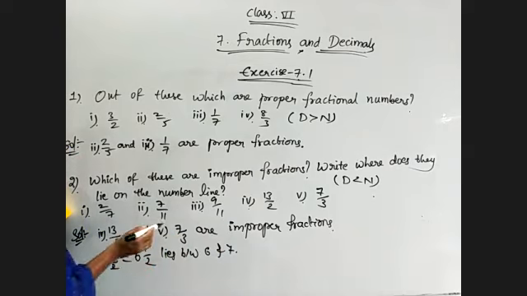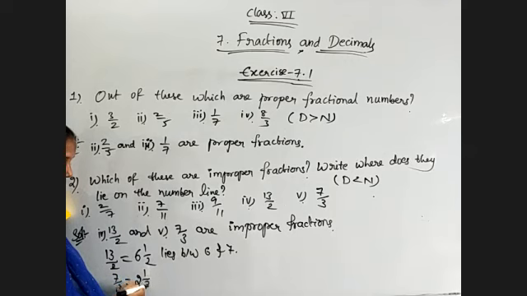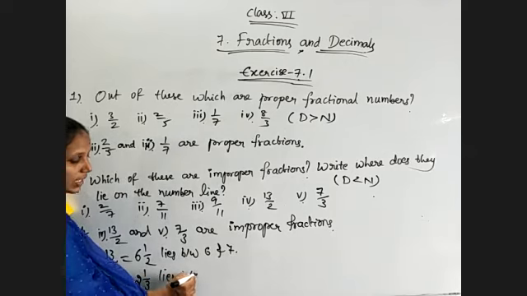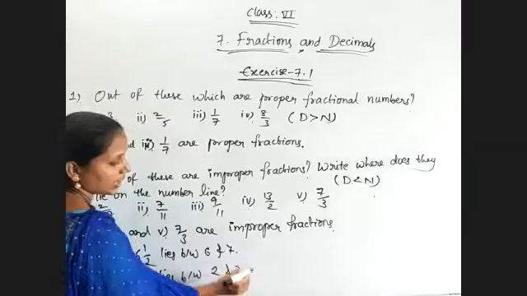Okay. And the second question, 7/3. The 3 table you know very well. So 7 we have, 3 ones are 3, 3 twos are 6. 6 is nearer to 7. So 3 twos are 6. Still 1 is left. 2 1/3 lies between 2 and 3 on the number line. That's it.